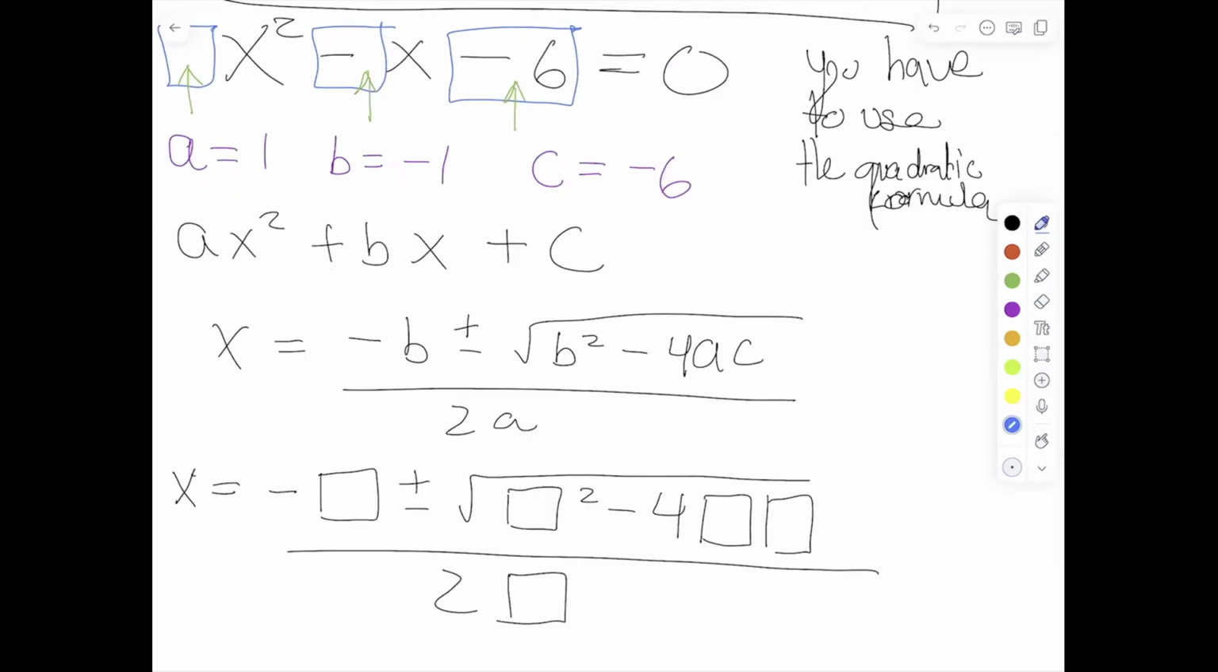What is the value for B? -1. I am going to put a -1 in here and in here. What is the value of A? 1. What is the value of C? -6. Thank you. Whoop, I forgot an A in the bottom, right? Yep, forgot an A.